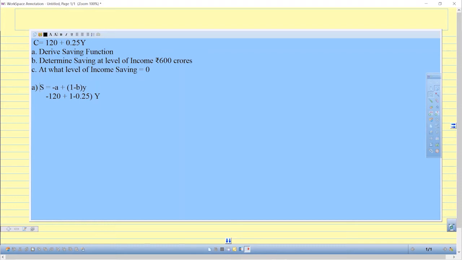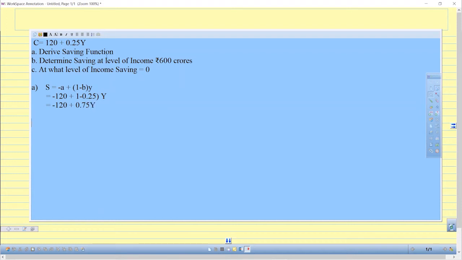Now we have the saving function. The saving function will be in the form minus a plus 1 minus b of y. A stands for autonomous consumption, that is the constant term in the consumption function. We put a minus sign and wrote it. Then b stands for MPC, or marginal propensity to consume, which is 0.25 in this case. So it is 1 minus 0.25 of y. So the final form of the saving function is minus 120 plus 0.75 of y. This is the saving function.